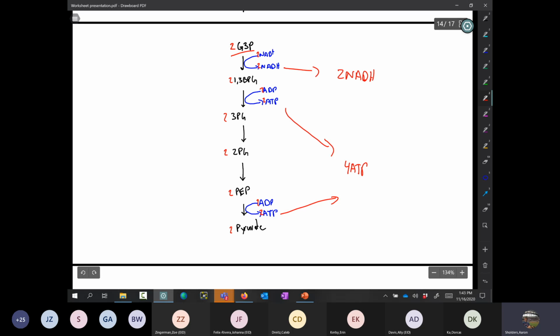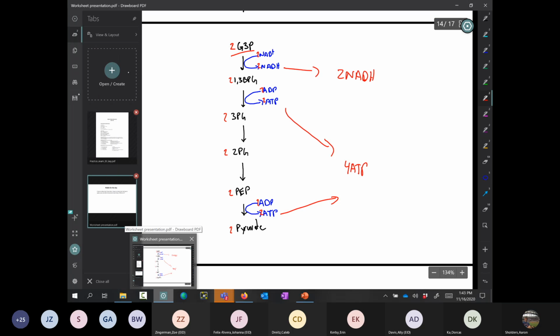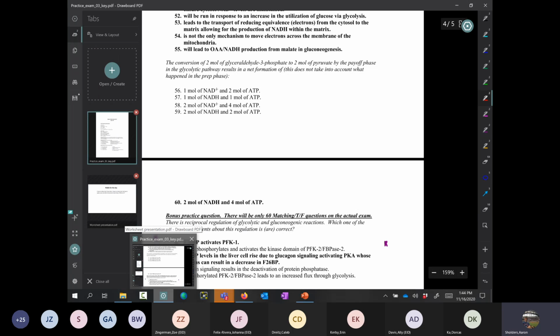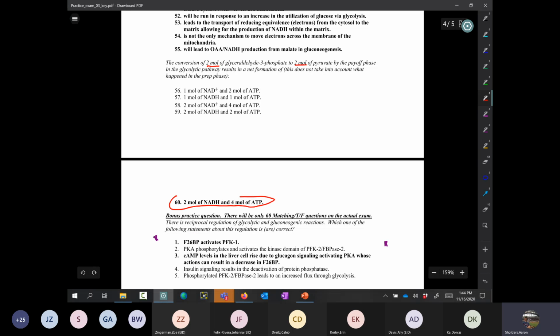Okay, all right. So let's go back to our question now. It says the conversion of 2 moles to 2 moles of pyruvate. So in this, the only right answer, I mean, we can just do it from there, is this one. Okay, 2 moles of NADH and 4 moles of ATP.